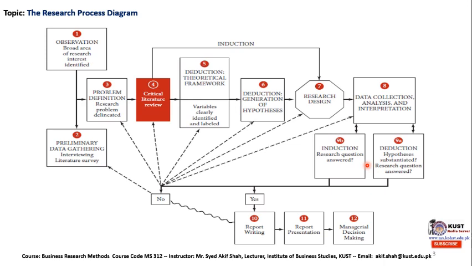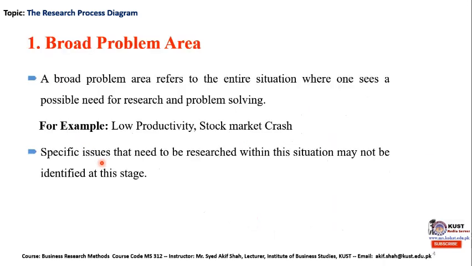So dear student, this is a complete research process diagram, and each rectangle and each step has complete detail in the recommended book. I can say that almost one or two chapters comprise this complete diagram, or approximately we will discuss 3 chapters in detail pertaining to each main heading of this diagram in our upcoming lectures. Our today's agenda is to discuss the observation, broad problem area, and preliminary data gathering in detail.